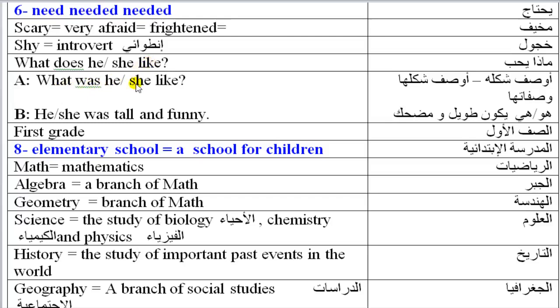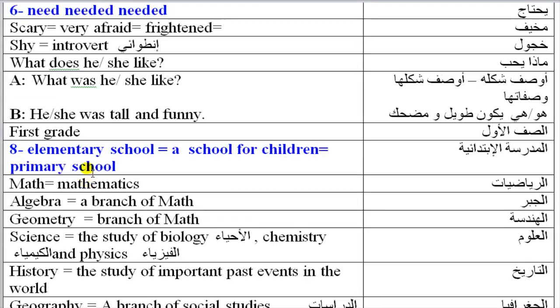What was he like? What was she like? He was tall and funny. She was tall and funny. First grade, this is like grade one. Elementary school, a school for children.